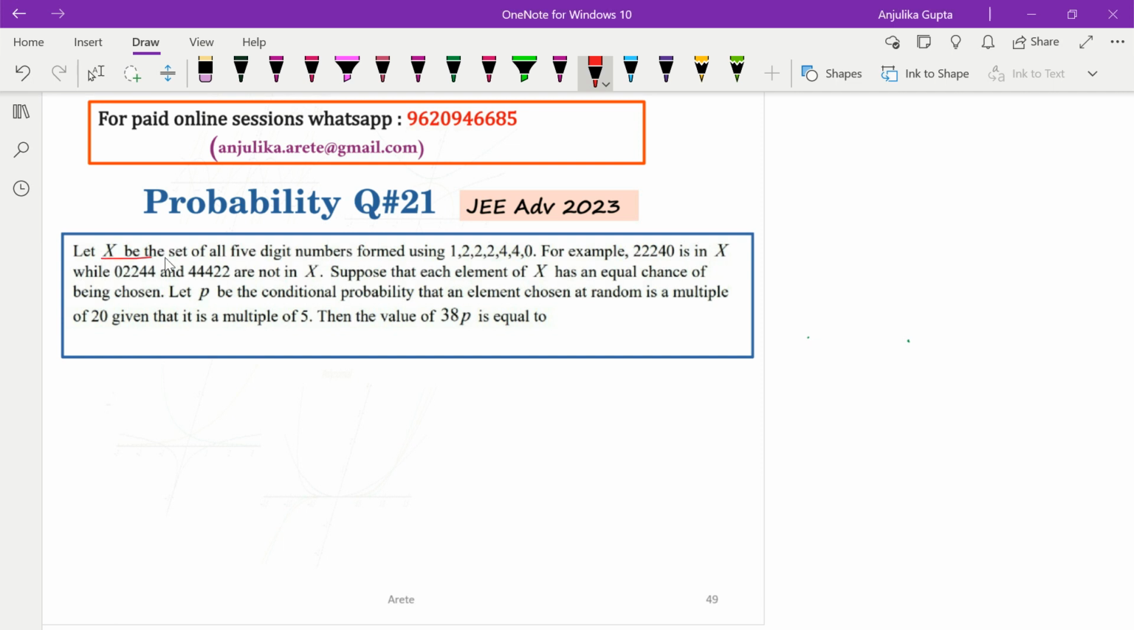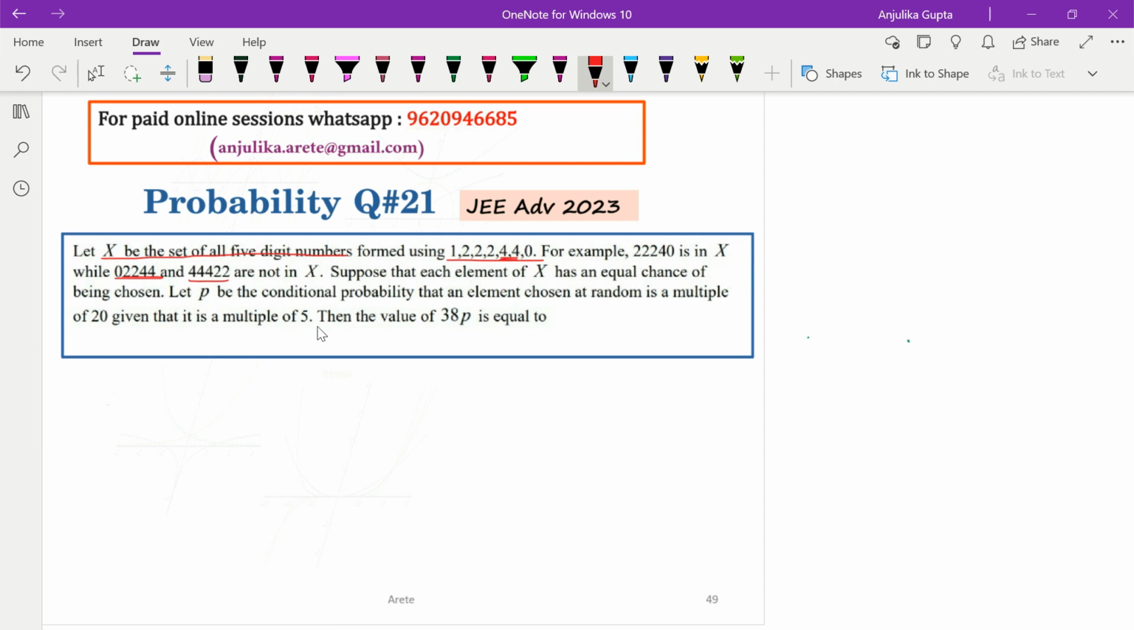X is the set of all 5-digit numbers formed using just these digits. What does that mean? First of all, you have to form 5-digit numbers, and you cannot take any digit other than these. For example, they are explaining to you that this is not in X, because this is a 4-digit number. And of course this is also not allowed because you're using 3 fours and given are only 2 fours. Now they are saying that each element of X has an equal chance of getting selected.